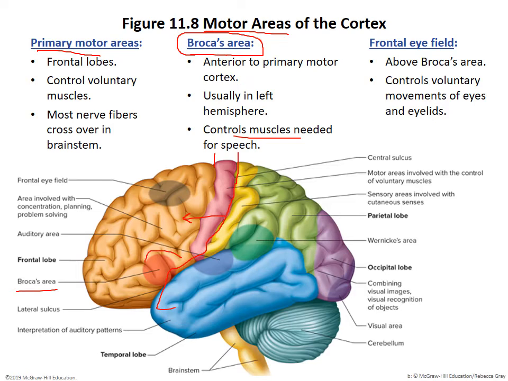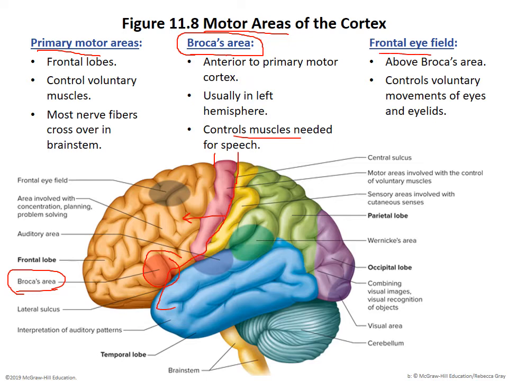This is a real common area for people to have damage during a stroke. People that have had strokes sometimes can't speak, and they have to relearn it. What it is in their brain, they know what they want to say, but because this area is damaged, they can't control the muscles to make it happen.